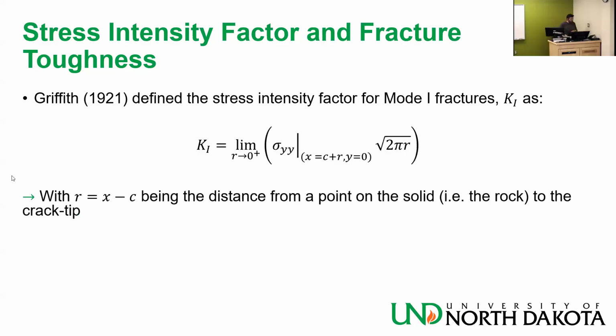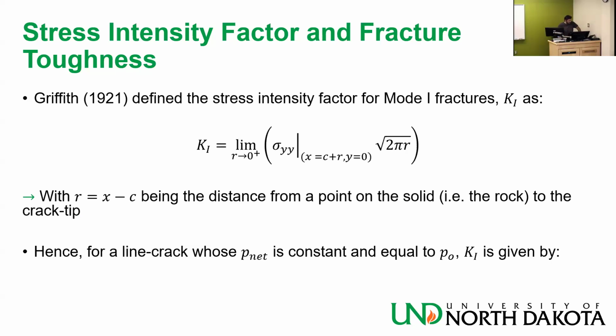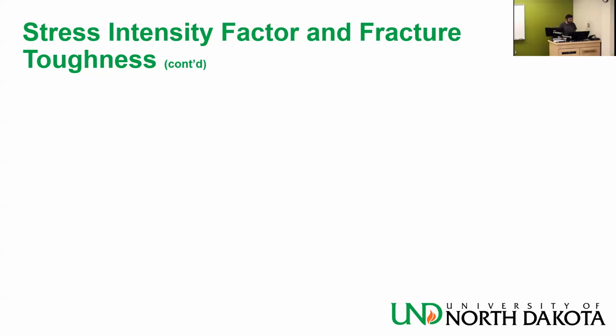However, r is the distance from the point of a solid to the crack tip. Hence, for a line crack whose P net is constant and equal to P naught, Ki is given by this equation. It simplifies basically to this. But again, this is what drives the fracture to grow. This is what drives fracture propagation from an existing notch.